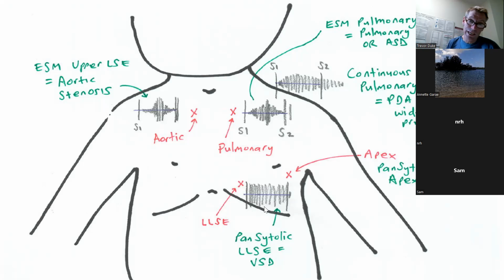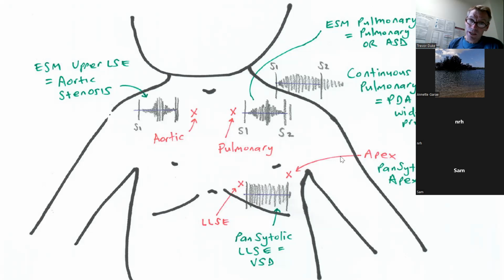If you hear a murmur loudest in the lower left sternal edge, then you should think to yourself, is this a VSD, ventricular septal defect, especially if it sounds like a pansystolic murmur. And I've drawn what a pansystolic murmur sounds like. It's not a crescendo-decrescendo murmur. It's just the same all the way along. Whoosh, whoosh, whoosh, whoosh, whoosh, whoosh, like that. It doesn't go up and down. It just goes continuously, one sound, all the way through systole.